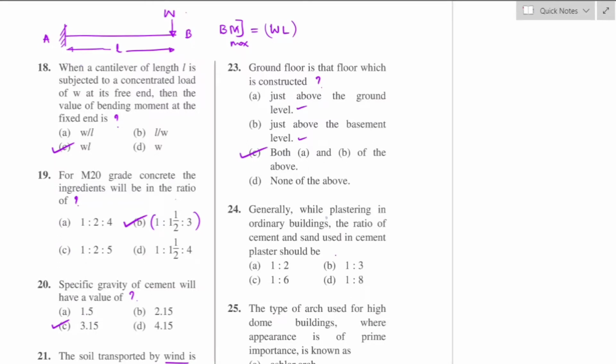Question number 24. Generally, while plastering is done for ordinary buildings, the ratio of cement and sand used in the cement plaster should be. Generally, the ratio of cement to sand in a cement plaster for inner plastering will be 1:6, and for outer plastering, the ratio of cement to sand will be 1:4. So in the given question, it is not clearly mentioned whether it is for outer plastering or inner plastering. So let's consider option C for inner plastering, 1:6. So option C will be the right answer.